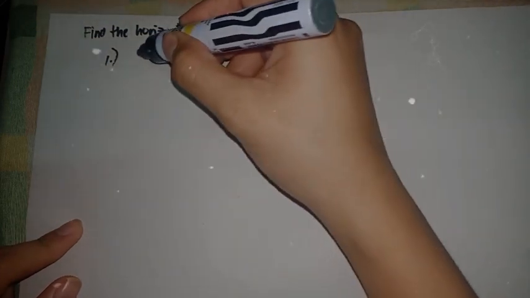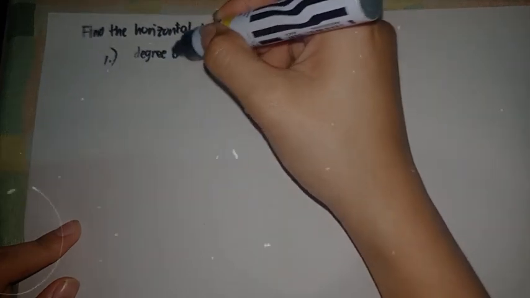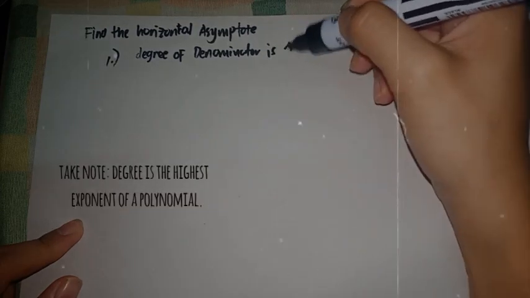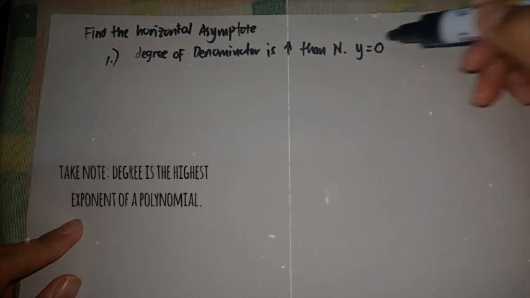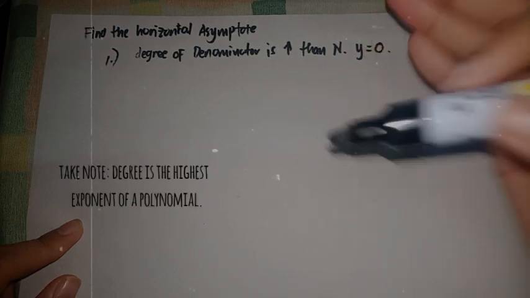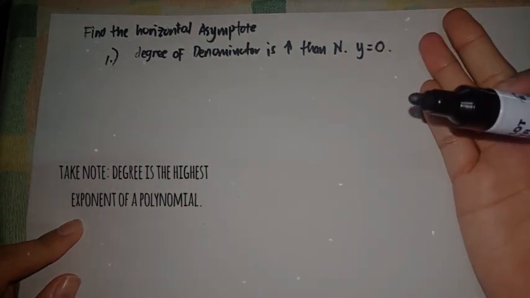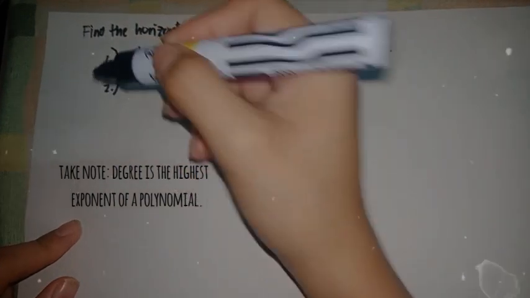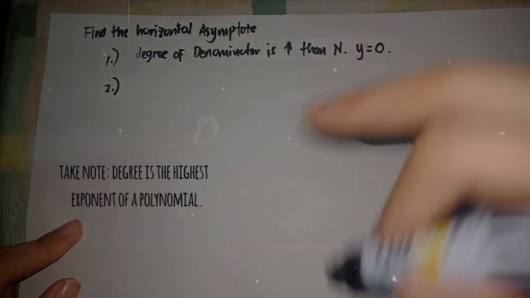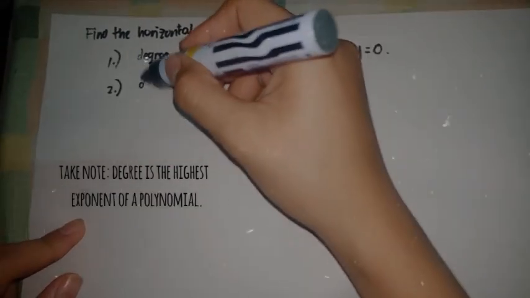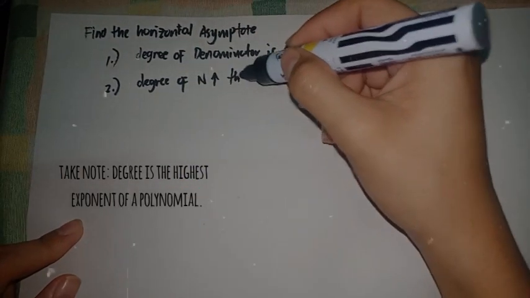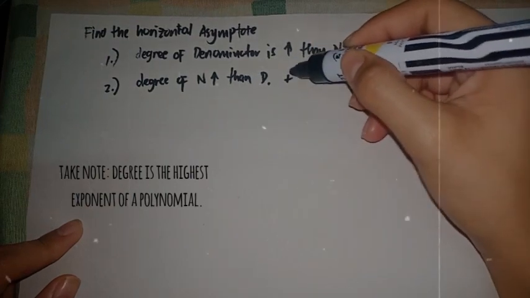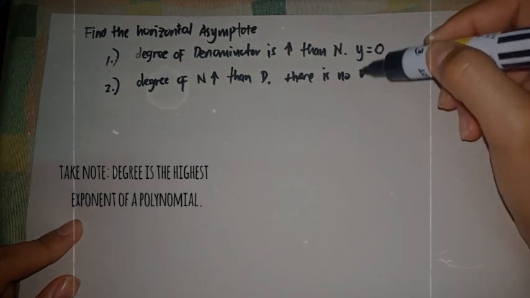For number 1, if the degree of the denominator is higher than our numerator, then our y, or the horizontal asymptote, is equal to 0. The higher the bottom, then our y is equal to 0. Okay? Next, for number 2, if the degree of the numerator is higher than the denominator, therefore, there is no horizontal asymptote.